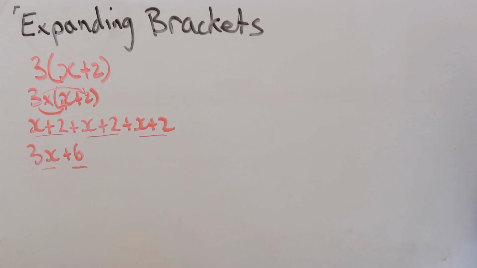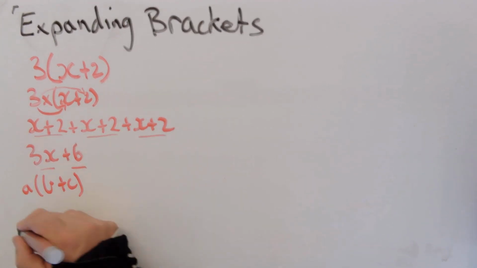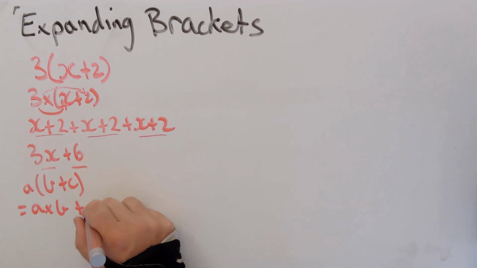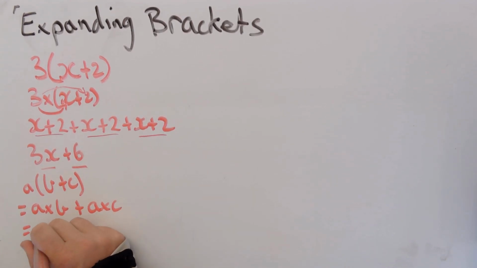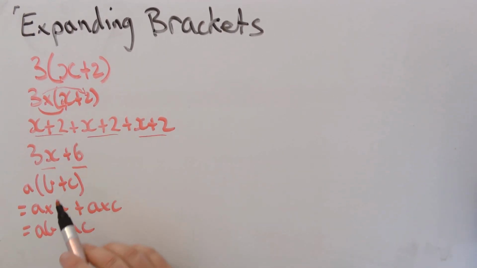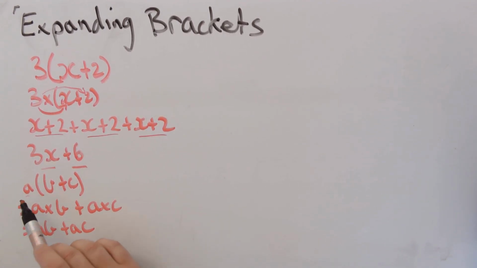More broadly, we can generalize this by saying we've got a outside of b plus c. We can expand that to be a times b plus a times c, which is simply ab plus ac. So what that means is I take each individual term within my brackets, and it doesn't matter how many there are, there could be more than 2, could be 100. We multiply each term within our brackets by this number or variable, whatever it is, at the front of our brackets.